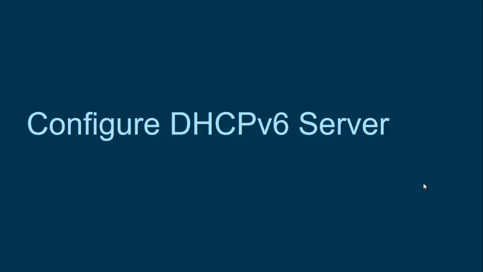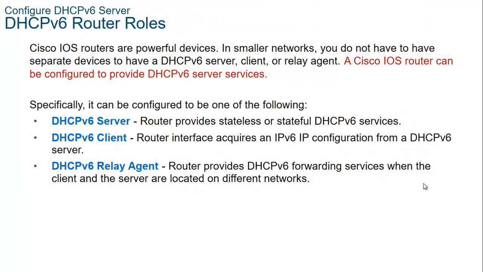So let's look at how we can configure the DHCPv6 server. Cisco IOS routers are powerful devices, and in smaller networks, you do not have to have a separate DHCP server. The router can become the DHCP server. A Cisco IOS router can be configured to provide DHCPv6 server services. Specifically, it can be configured to be one of the following. It can be a DHCPv6 server, which provides stateless or stateful DHCPv6 services.